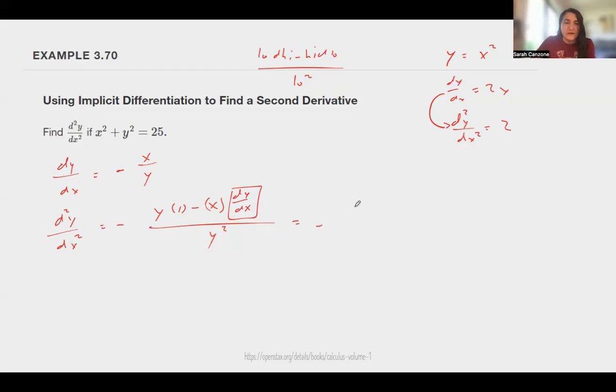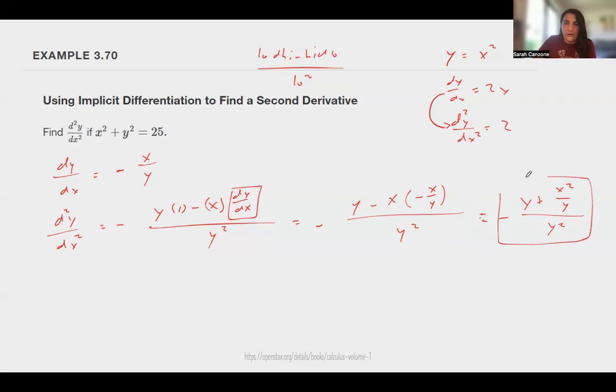So now we can just say negative y minus, so I multiplied the y by 1, and then I'm going to do x times, this is our dy/dx here. So negative x over y, all over y squared. And you don't have to simplify it. In fact, I encourage you not to simplify it most of the time. But since this is such an easy simplification, I will just go ahead and say this is the same thing as y. Minus times minus is plus x squared over y, all over y squared.